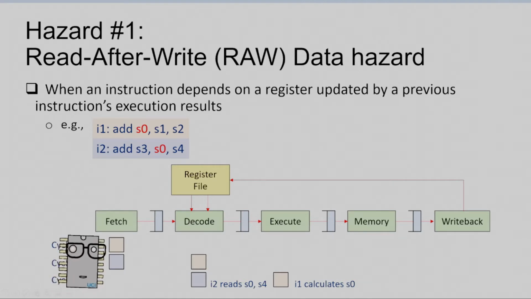At this point, the value for S0 has not been written back to the register file yet. So the effects of instruction 1 will not be visible to instruction 2 quite yet, which is not what we expect to happen when we're writing this kind of assembly code.